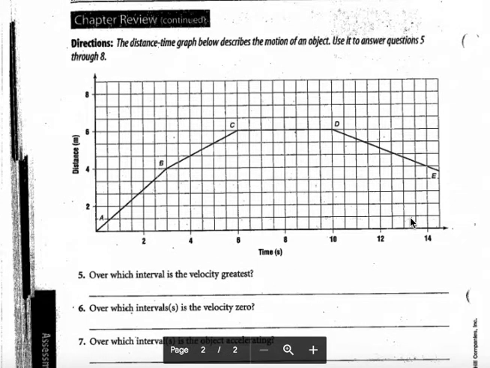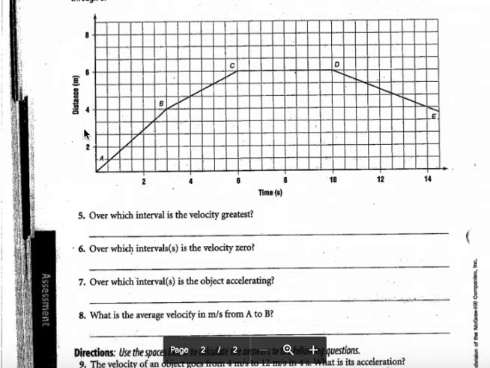In the third portion, we've got directions to use this distance time graph. The distance time graph below describes the motion of an object. Use it to answer questions 5 through 8. The first one says, over which interval is the velocity greatest? Well, velocity on a time versus distance graph is going to be anytime you have this upward motion. So the only two line segments that we have are AB and BC that have this upward motion. And the greater the slope, the steeper the line, the greater the velocity. So on number 5, you're going to write AB as a line segment. So just write AB with a little line over the top of it.